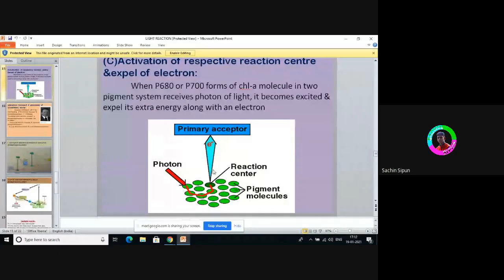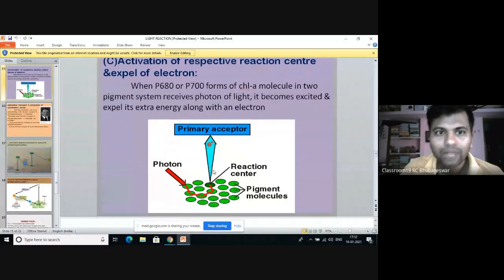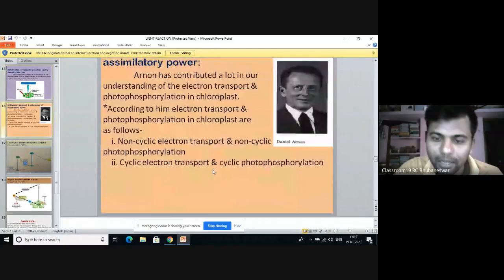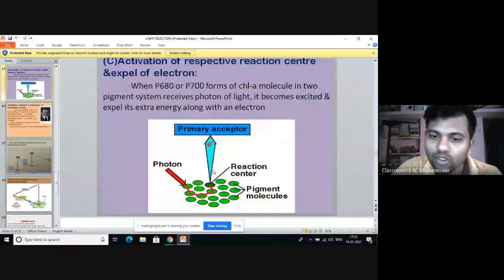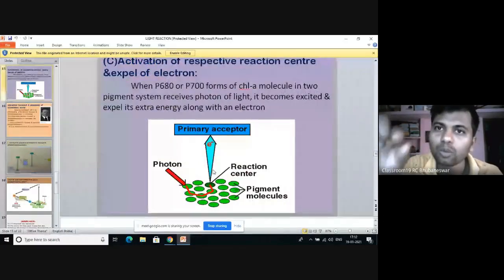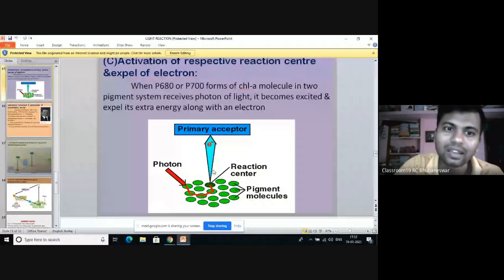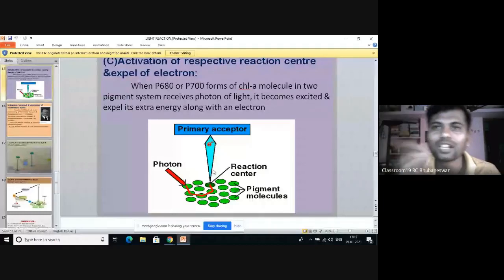Look at the electron that has been ejected. If the same electron comes back to the system, the photosystem where it was ejected, it is known as cyclic. If this electron does not come back to the system where it was ejected, it is known as non-cyclic.